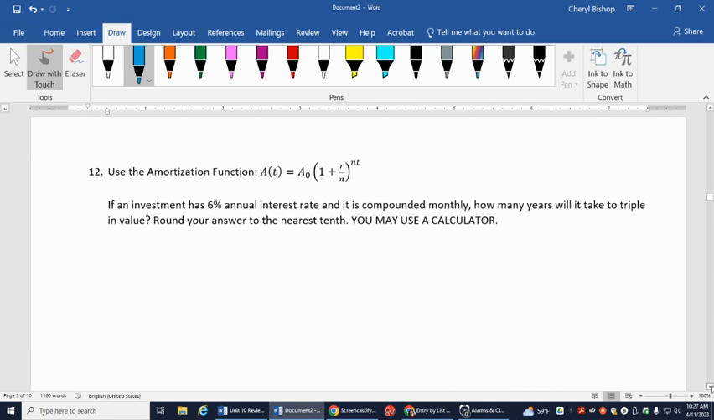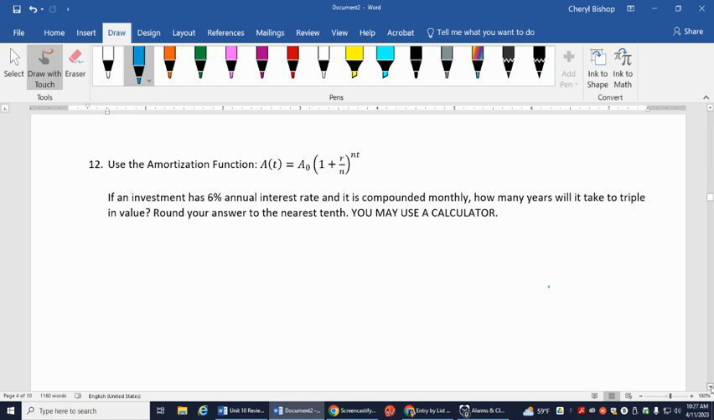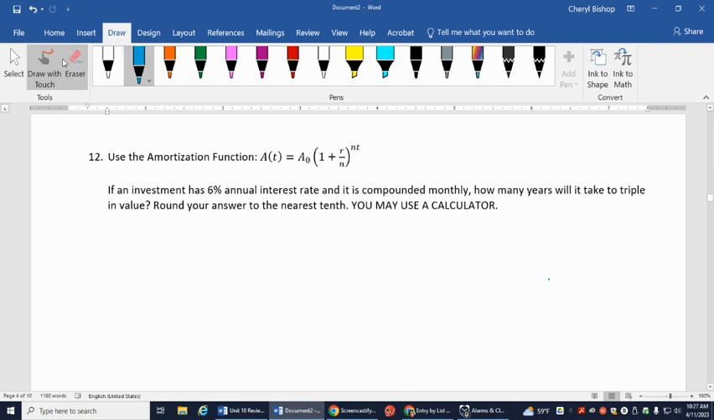Number 12 says I get to use a calculator. It's going to take it a while to open up, so I'm going to click on that now so it gets started. Use the amortization function. If I remember right, last year they did give you that formula, but somebody might want to put it on a poster just in case for some weird reason they don't this year. So remember, what I like to do is say, okay, A sub 0, R, N, T, and that way I can organize my information.